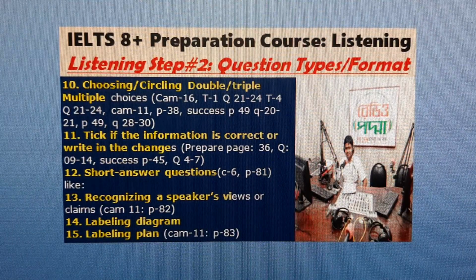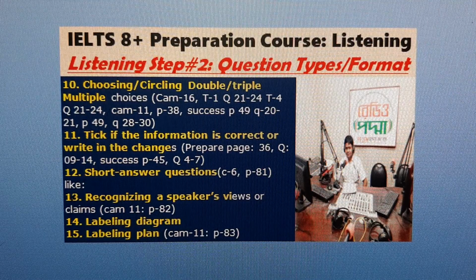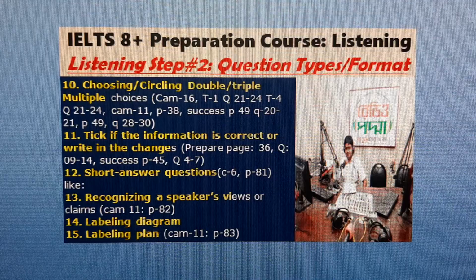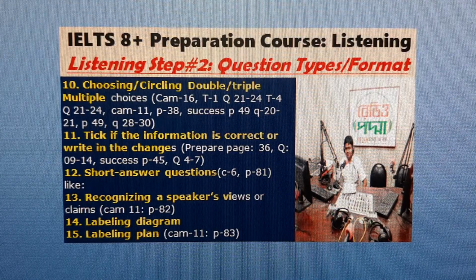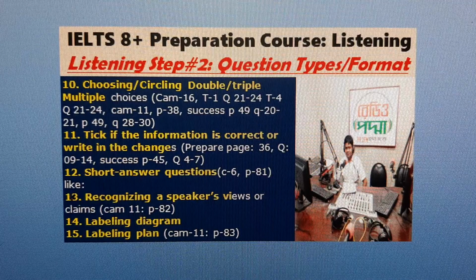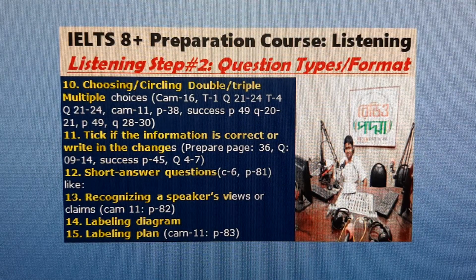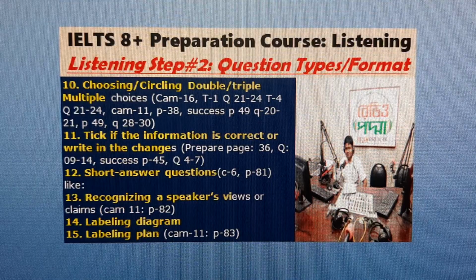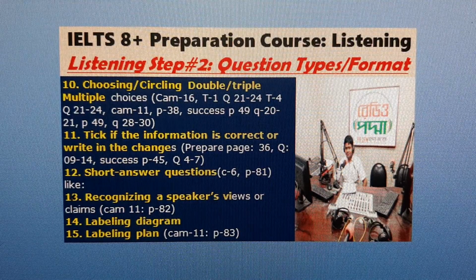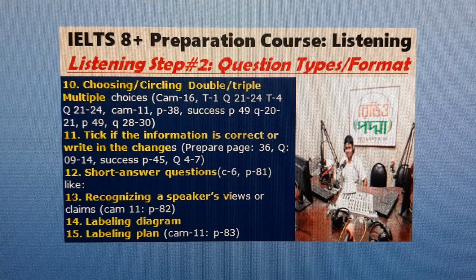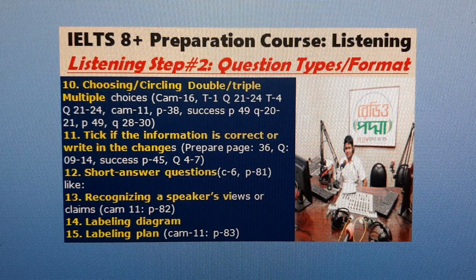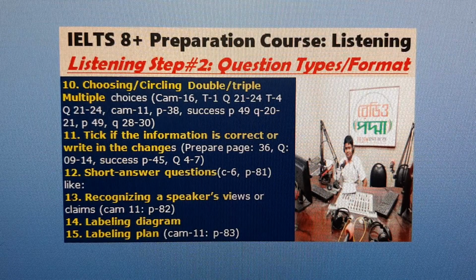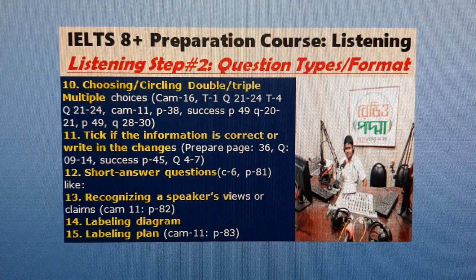Listening question type 12, short answer questions, as is found in Cambridge IELTS 6 page 81 and the like. Listening question type 13, recognizing a speaker's view or claims, as you can find in IELTS Cambridge 11 page 82 and many other places. Listening question type 14, labeling a diagram. This type of question is very common and you can find it in each of the listening tests.